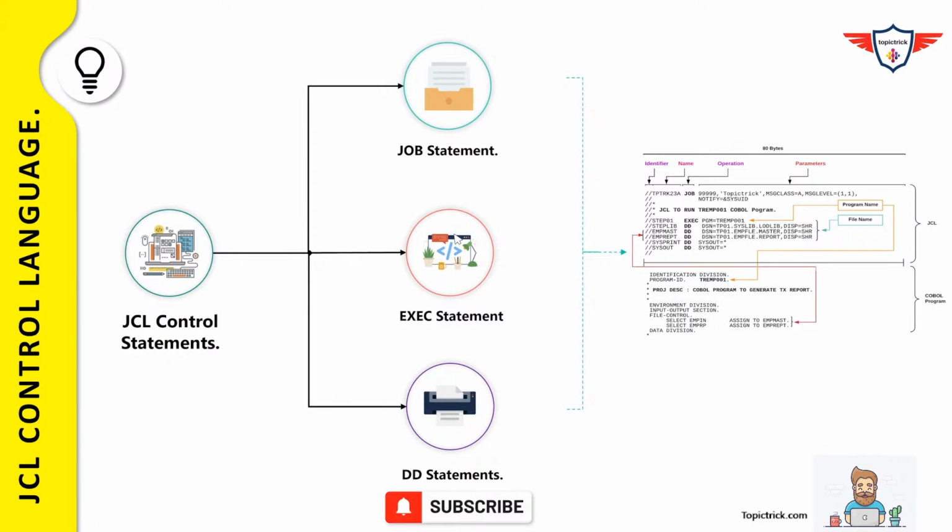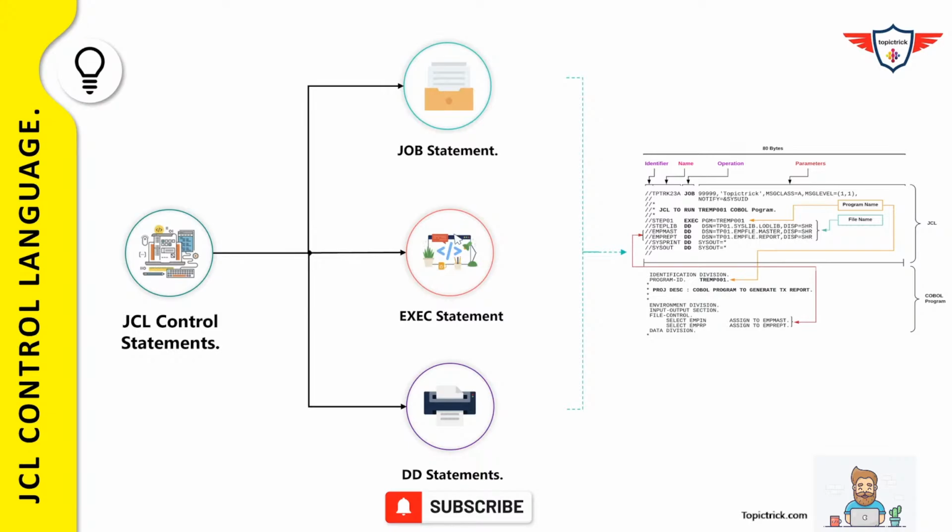First one is the job card to specify the job specific information, and the second one is the execute statement to provide the name of the program or the utility that you want to invoke with the help of a JCL. DD statements are optional and they are only required in case your program or utility is using any dataset.